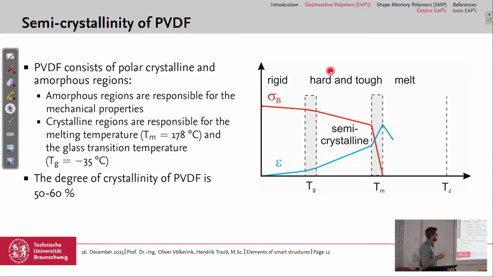It's semi-crystalline, it's hard and tough. So still you can transfer a lot of stresses, but the failure strain goes up. And if you melt it, of course, then you can't transfer any loads anymore. Then the stresses at the failure point go down, and the elasticity goes up, or not the elasticity, but the failure strain.